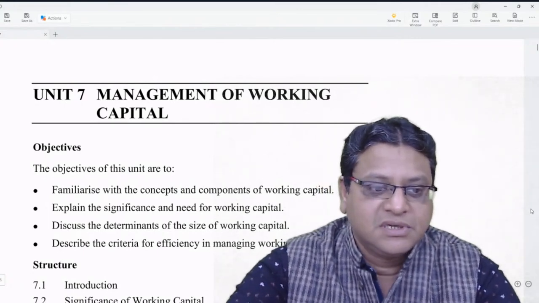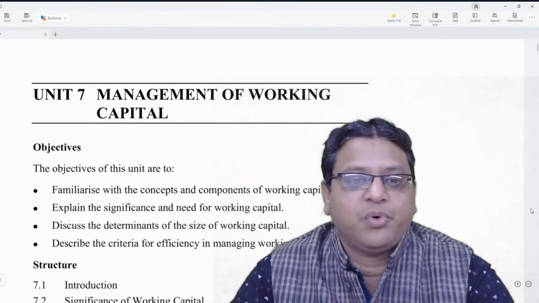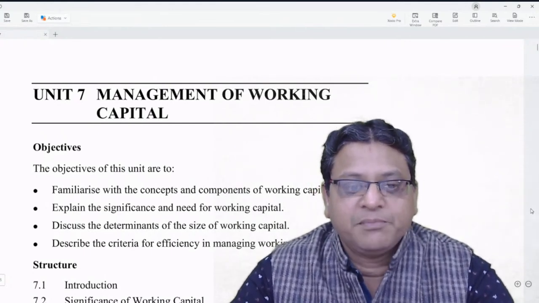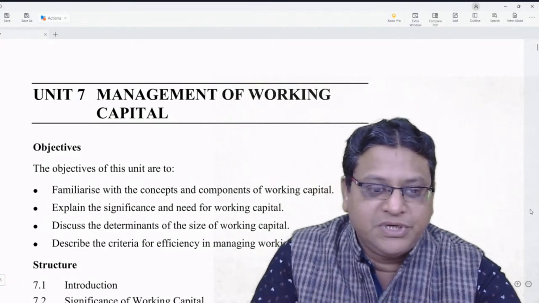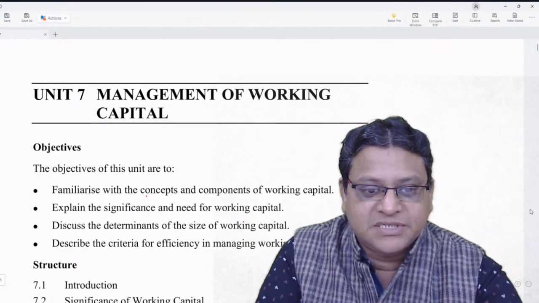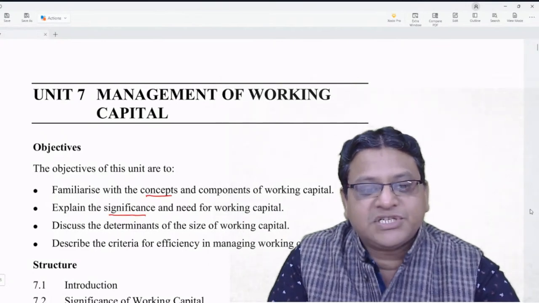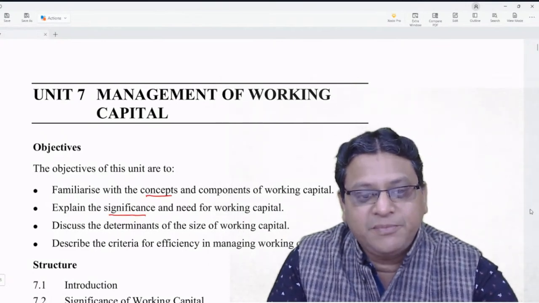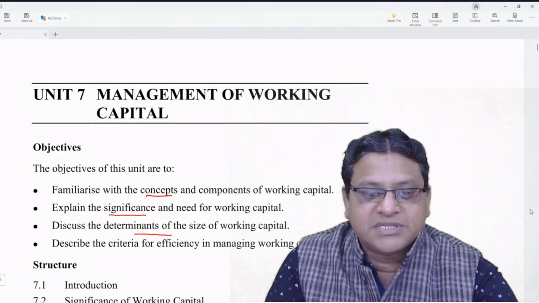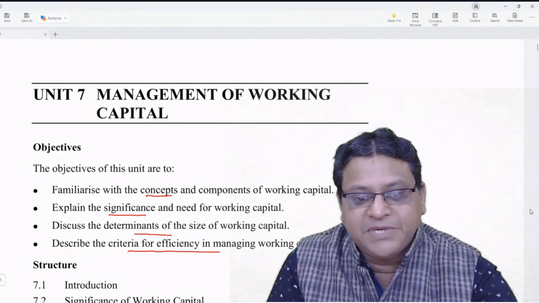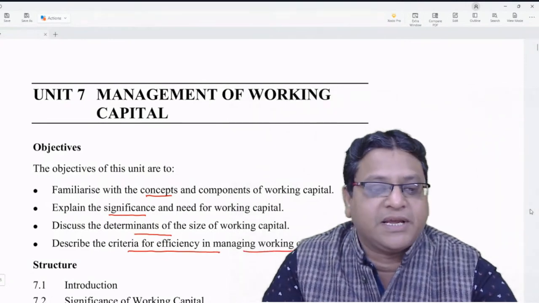We will discuss in this chapter the following four objectives. First, we will familiarize with the concept of working capital. Next, we will discuss the significance of working capital. Next, we will discuss different determinants of working capital. And at last, we will discuss the criteria for efficiency in managing working capital.